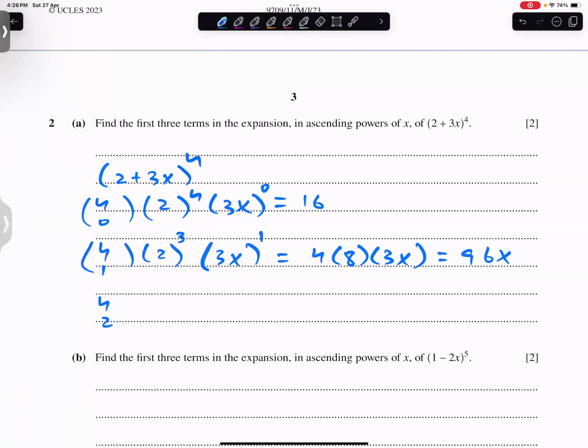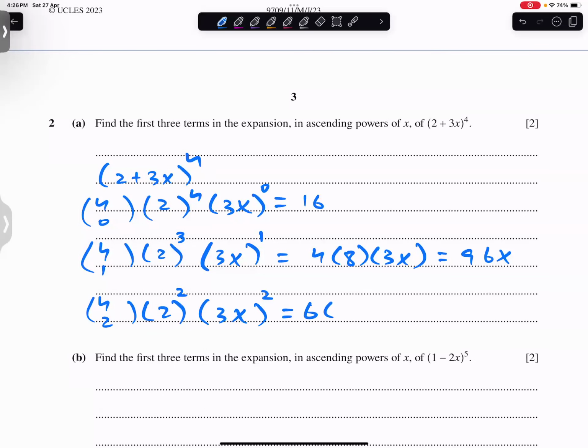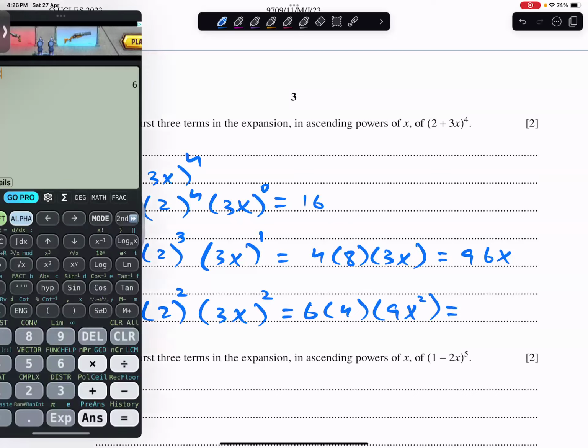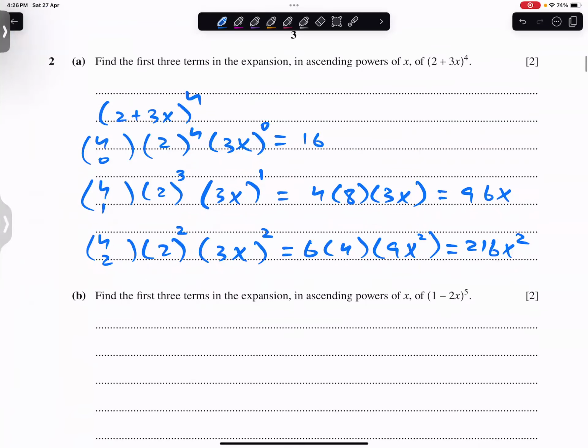And then 4c2, 2 raised to power 2, and then 3x raised to power 2. So 4c2 is 6, and then 2 raised to power 2 is 4, and 9x square. So 6 times 4 times 9 is 216x square. So write this in the form of 16 plus 96x plus 216x square. So these are the first 3 terms of the above expansion.